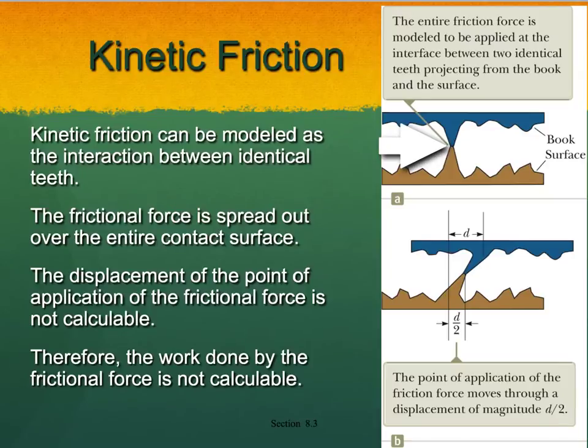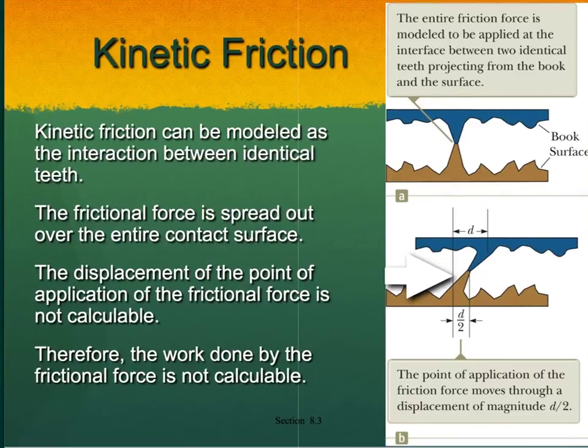If I move this book across the surface a certain displacement, let's say d, I notice here that my point of application, the interface between those two surfaces, didn't really move that entire displacement. Instead, it only moved half of that displacement. So the point of application of the friction force moves through a displacement of magnitude d over 2.